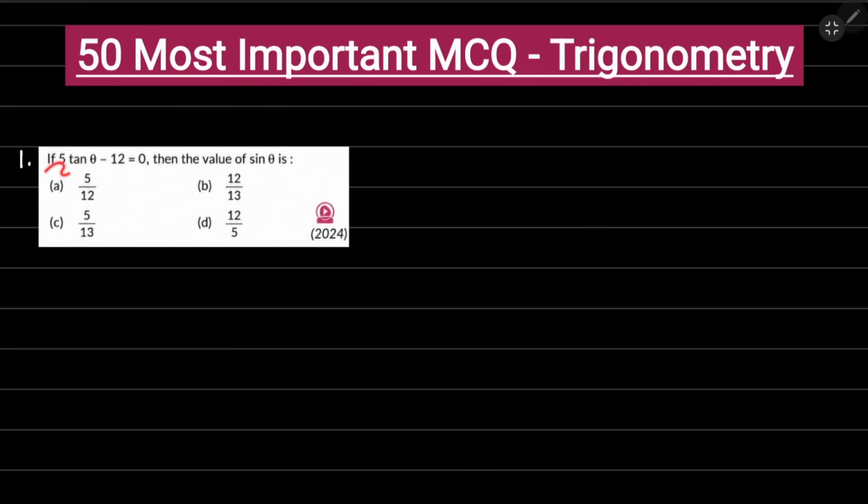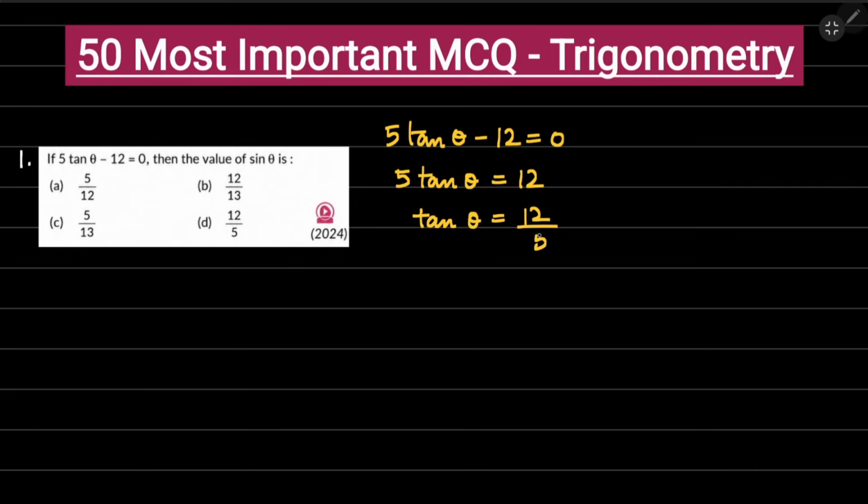The very first question is, if 5 tan theta minus 12 equals 0, then find the value of sin theta. Looking at the options, let's first write what is given. So 5 tan theta minus 12 equals 0. So 5 tan theta will be equal to 12, and tan theta will be equal to 12 by 5.